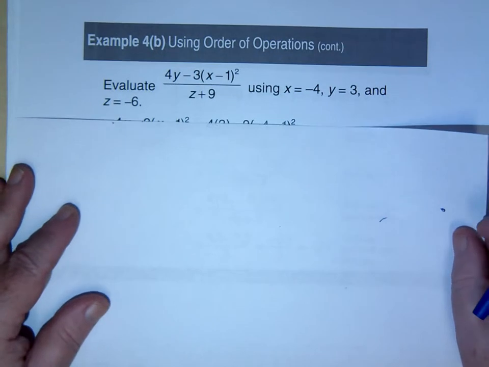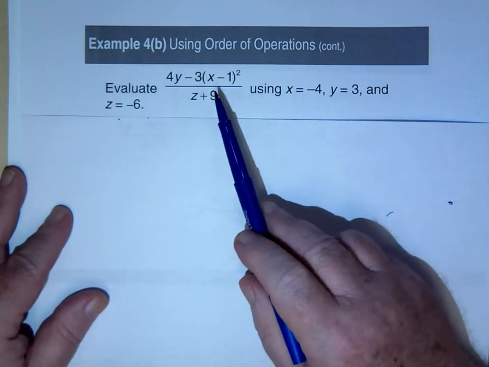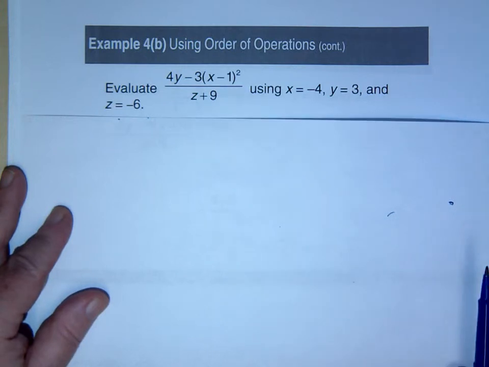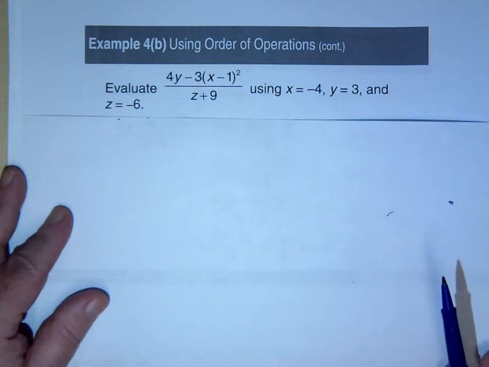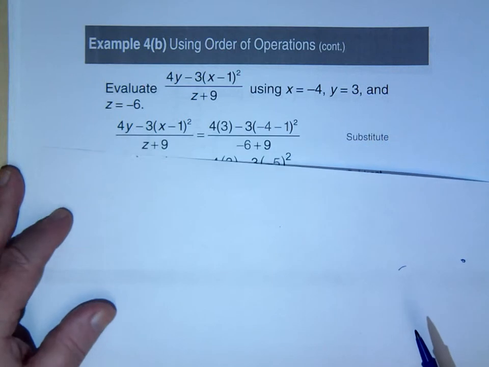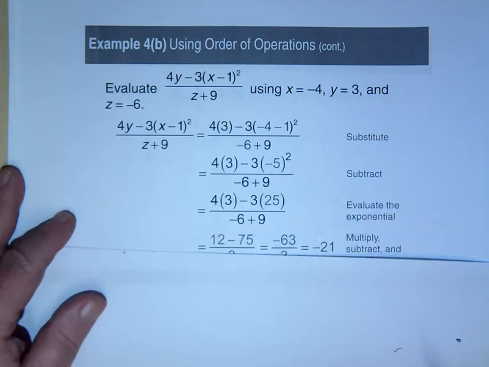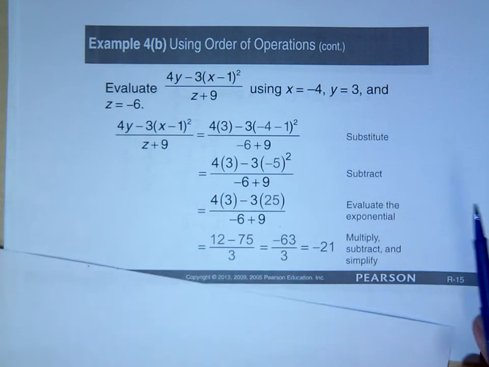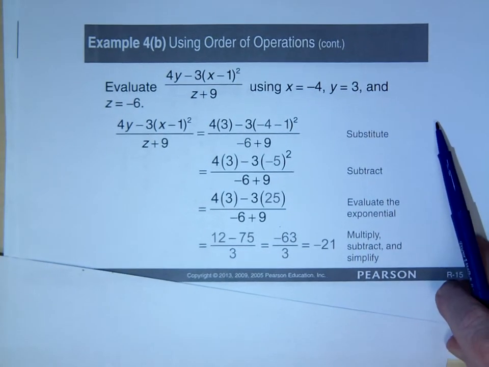We can also do it this way. Here, we're going to substitute the values in first, then we're going to do what's inside the parentheses first, then we're going to raise it to the power and work through. And we end up with minus 21 as the answer. Notice we do the numerator first and then the denominator.